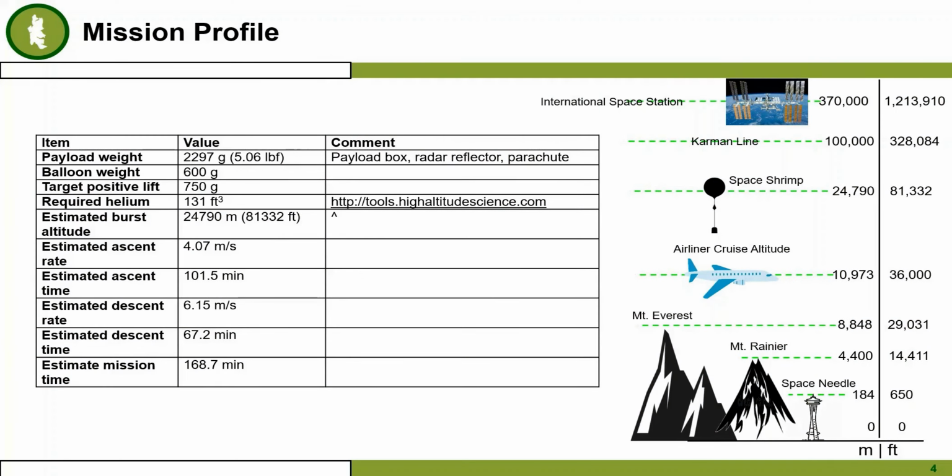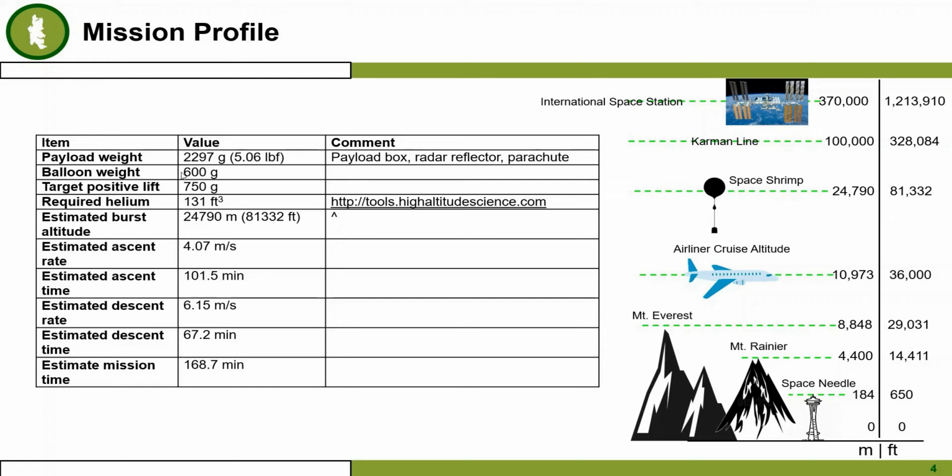Alright, so with the flight vehicle pretty much complete and all of our preparations in order, we're basically ready to start making some predictions about the trajectory of the balloon. To do that, we needed to gather some key information, like what we felt the payload was going to weigh. Again, this is the payload box, the radar reflector, the parachute, the lines, all that kind of stuff. As you can see, we come in at about 2,300 grams, or a little over 5 pounds. So again, we're underneath that 6-pound limit, so this should be good.